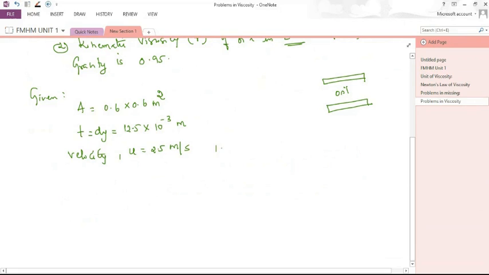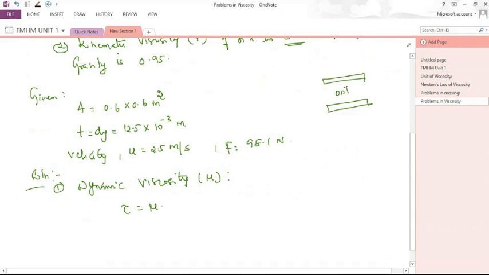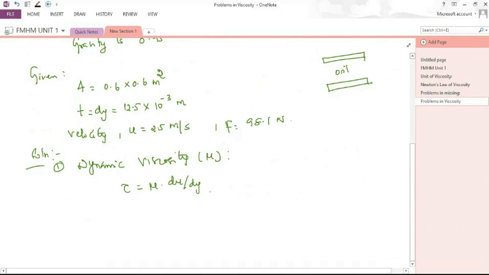It requires a force of 98.1 Newton. So these are the data given to us. From that, we have to identify the two parameters, dynamic and kinematic viscosity. Now come to the solution. The first one is dynamic viscosity, denoted by the symbol mu. From the formula for shear stress, we can find the dynamic viscosity.